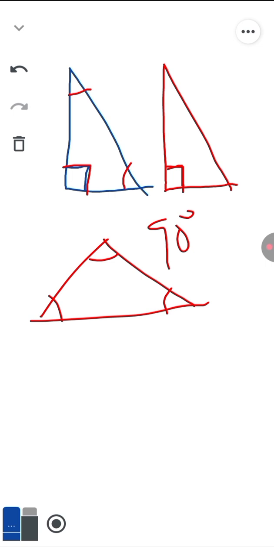The sum of everything is what? This place plus this place plus this place, everything is 180. So this one alone is already 90. Do you understand? Out of 180, that part is already 90. So that means the remaining two will be left to share 90. Do you understand that now? Because if you remove 90 from 180, it remains 90.